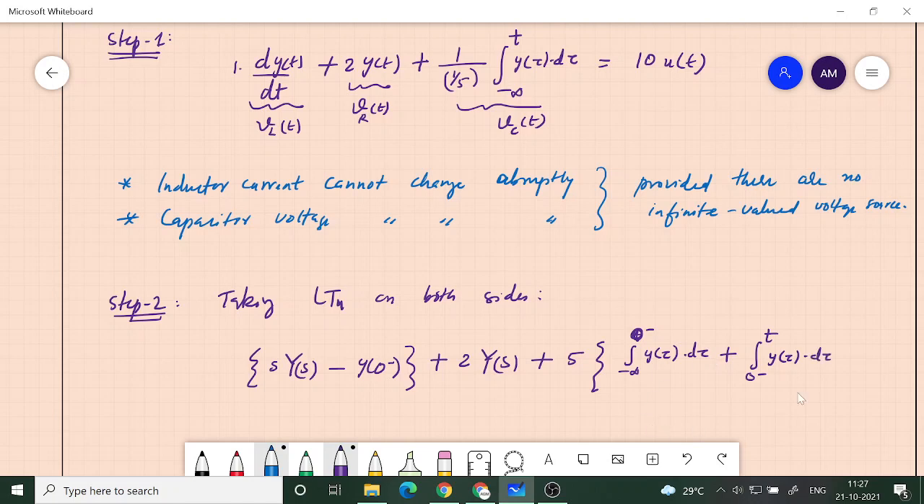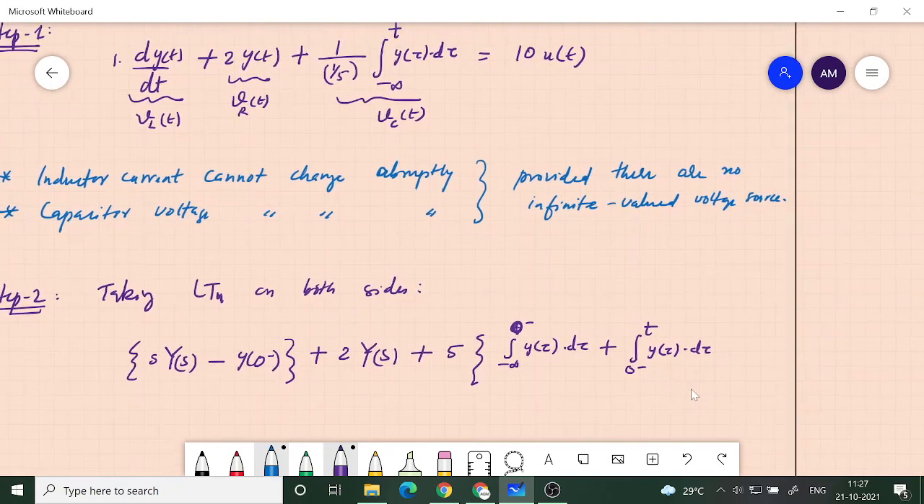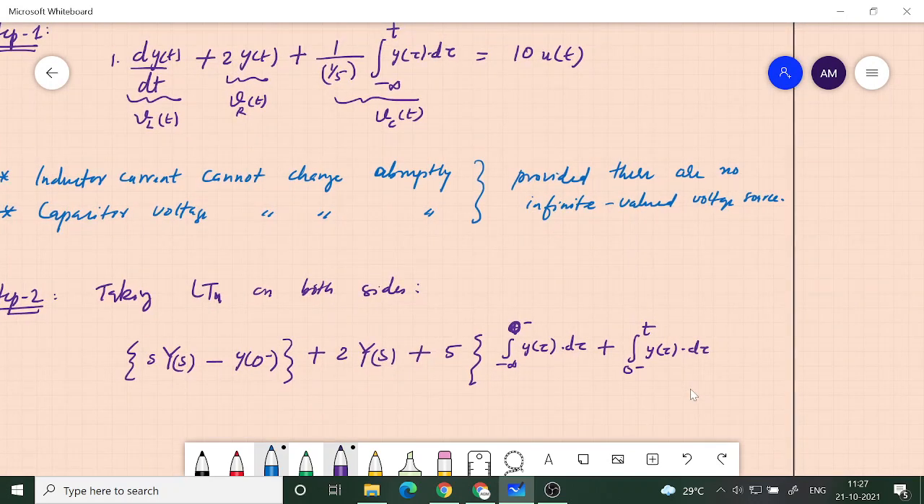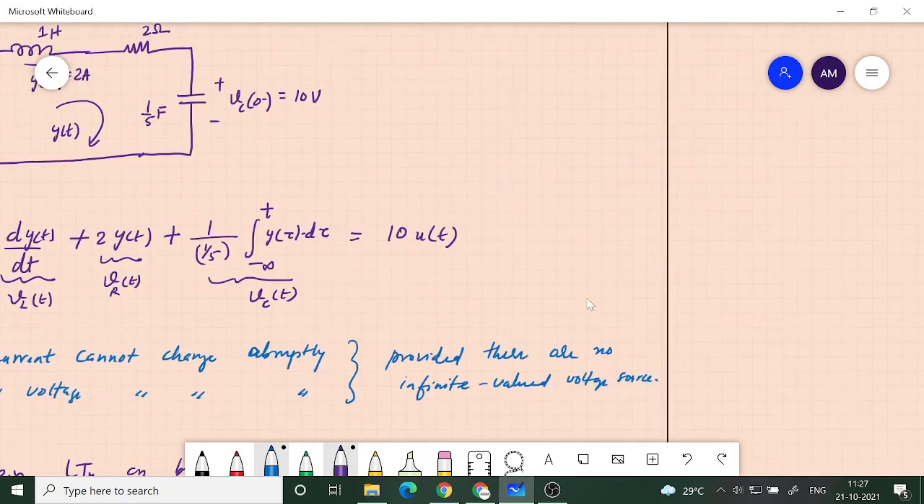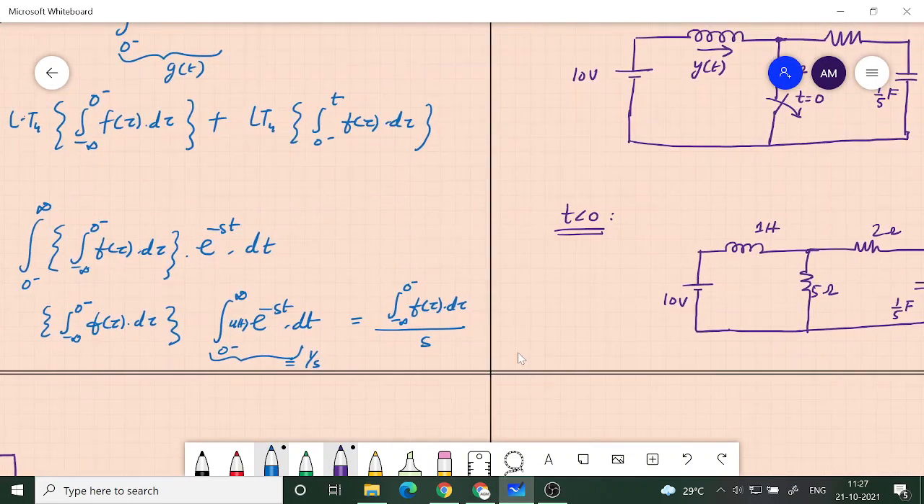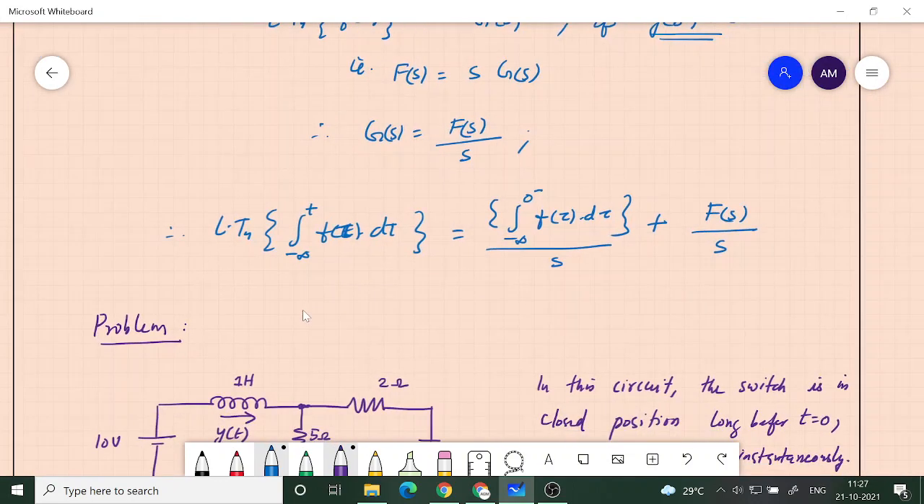So we are just splitting it, or you can just substitute the formula also. If you substitute the formula which I derived for the integral, what was it? This divided by s was the first term, and the second term was y of s by s. Clear? That was the result that we derived, and the reason why I derived it is so that you can do this type of problem. I applied the result that we derived here. The Laplace transform of this term is this.